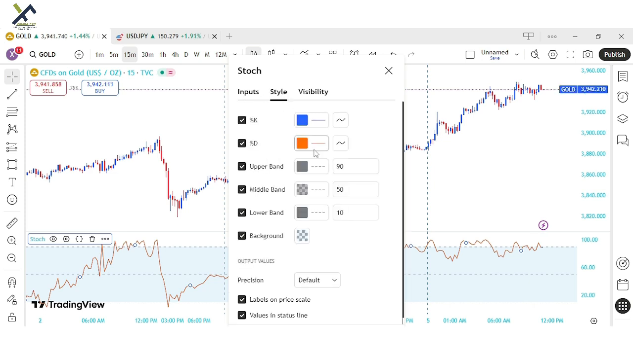Then come over to the style. By default, you will see 80 and 20, with 50 in the middle. Now this is what you're going to do. The upper band, you make it 90. The middle band, make it 50. And the lower band, make it 10.